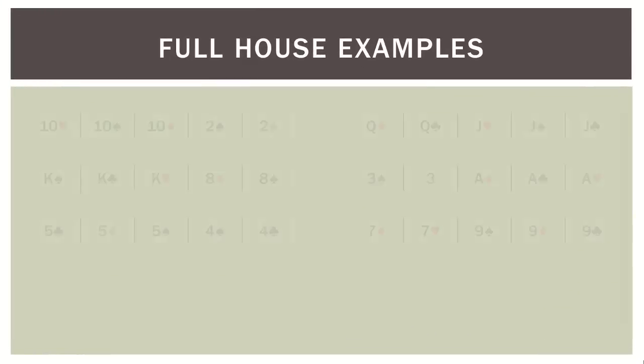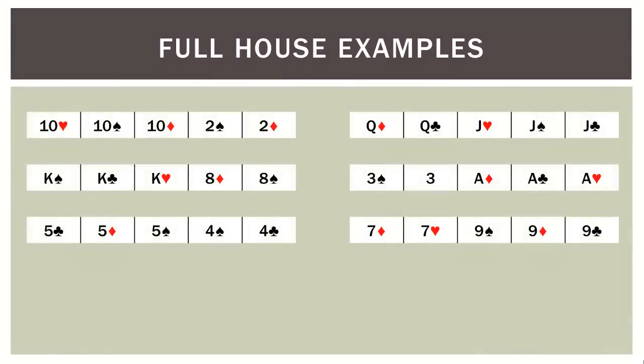So here are some full house examples if you're not familiar with how this works. In the top left, you can see that we have three tens and two twos. Below that, we have three kings and two eights. Below that, three fives and two fours. On the top right, we have two queens and three jacks. Then we have two threes and three aces, and then two sevens and three nines.